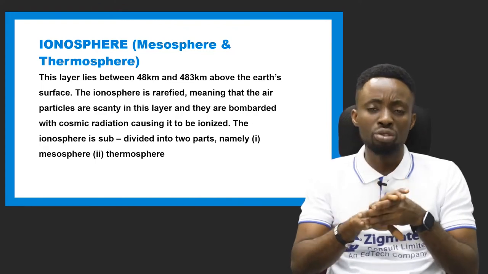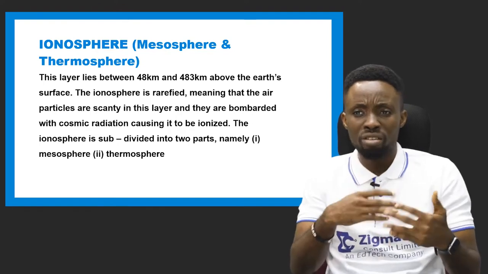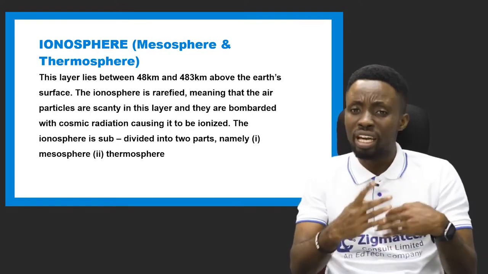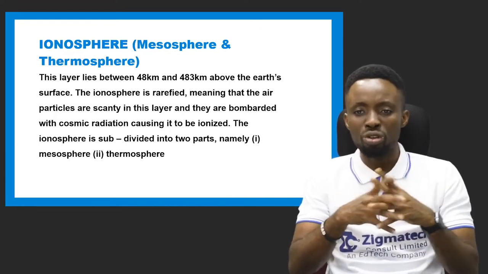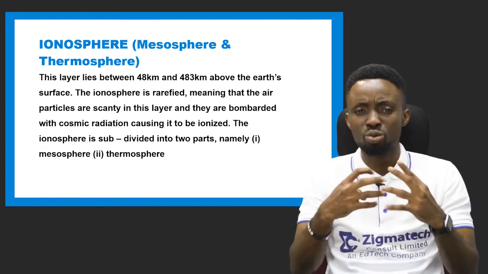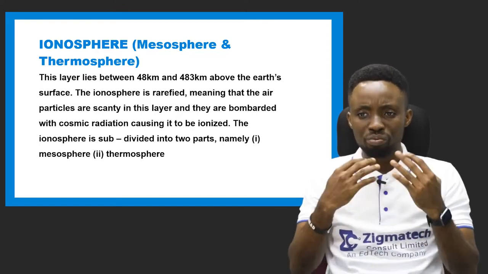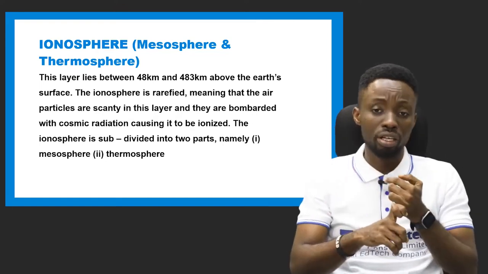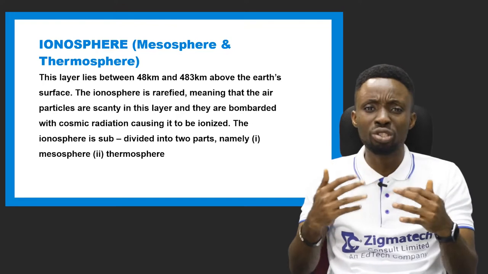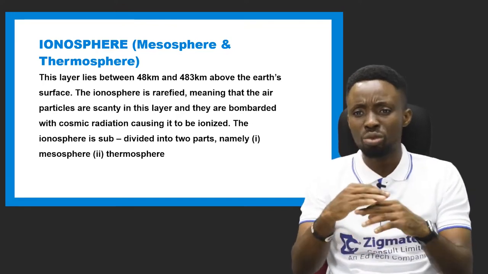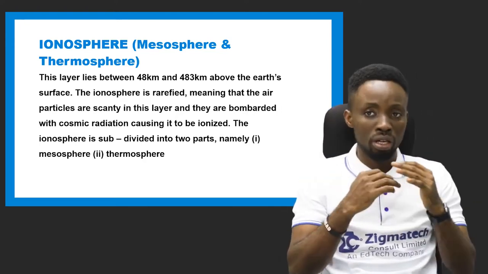Now, in the ionosphere, we have ionization of gases going on. That is, the air is rarefied. What I'm trying to say is that the air is scanty, or is bombarded with a bit of cosmic radiation, and this cosmic radiation is what makes the air rarefied or ionized. Like I said, we have the mesosphere and the thermosphere. In the thermosphere, the temperature increases gradually due to this cosmic radiation and the ionization that happens in the ionosphere.